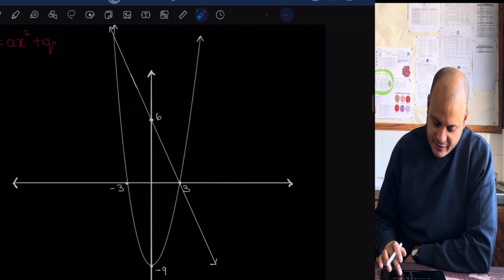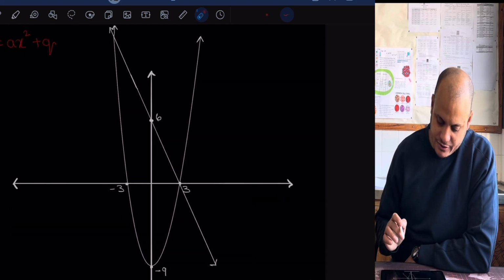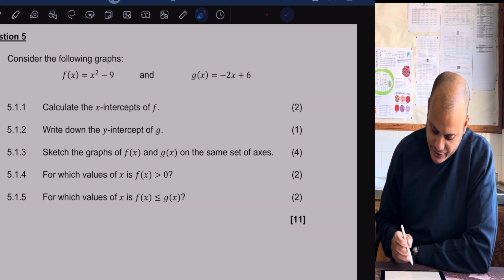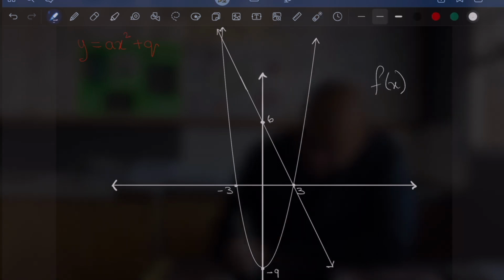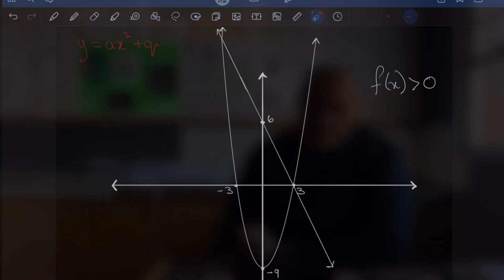So we're going to answer 5.1.4: for which values of x is f of x greater than 0? In other words, for which values of x on the x-axis is our parabola greater than 0? Greater than 0 means we interpret this as positive. So for which values of x are the y values of my parabola positive? That's actually how you should interpret this.